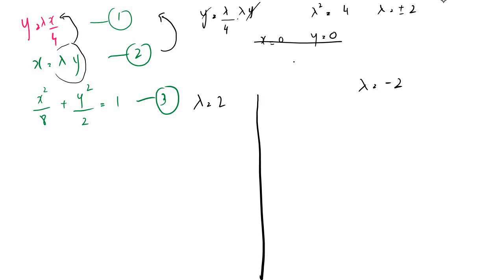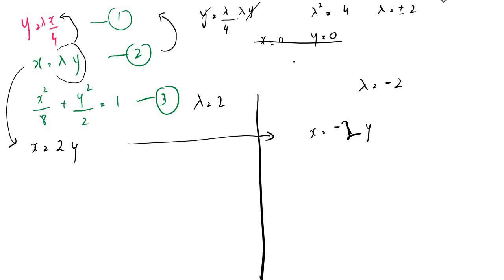What happens when lambda is equal to 2? So when lambda is equal to 2, we know x is equal to 2y. That's from this equation. And similarly, when lambda is equal to minus 2, x is equal to minus 2y.